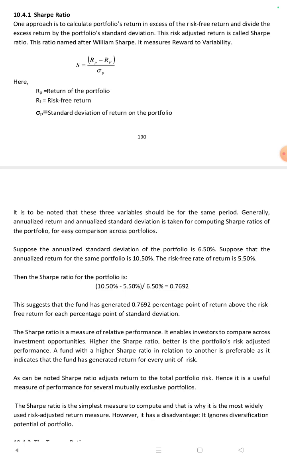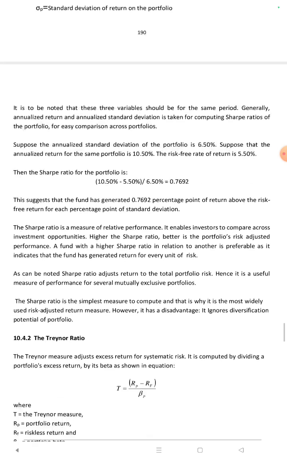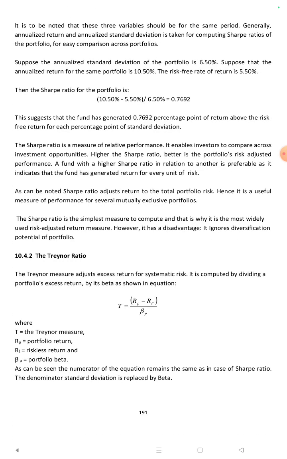Return ऑफ द पोर्टफोलियो माइनस रिस्क फ्री रिटर्न. तो रिस्क फ्री रिटर्न उसको कहा जाता है जैसे फिक्स्ड इनकम ट्रेजरी मतलब बॉन्ड्स हो गए या फिर इन्फ्लेशन हो गया. तो इन्फ्लेशन जैसे सपोज 6% है, ट्रेजरी बिल जो बॉन्ड्स है वो गवर्नमेंट बॉन्ड्स वो 7% का रिटर्न दे रहे हैं, तो यहाँ पे 7% का रिटर्न माना जाता है. It is to be noted that these three variables should be for the same period.